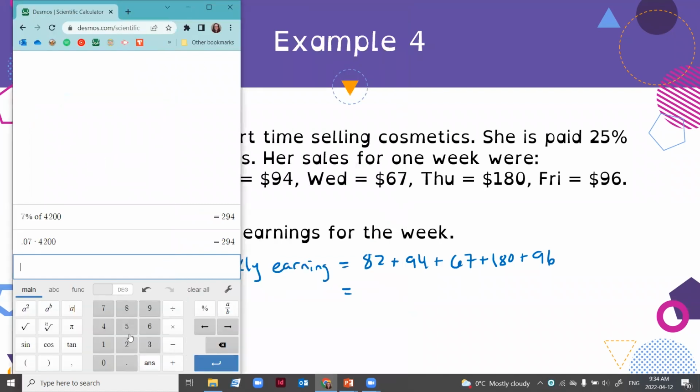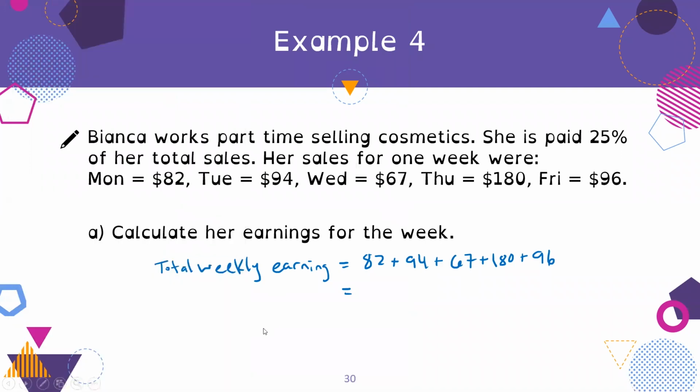So we're going to do 82 on a calculator plus 94 plus 67 plus 180 plus 96. Total, you can do this by hand or in your head if you want to, or you can use a calculator. So that's 519. So Bianca's earnings for that week are $519.